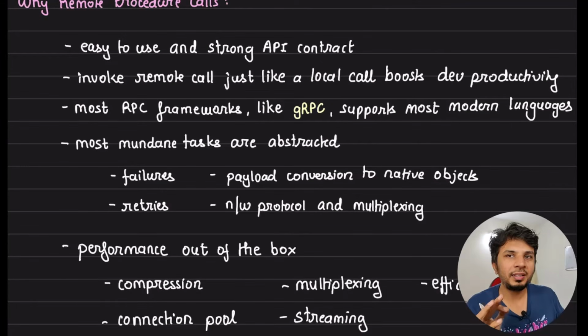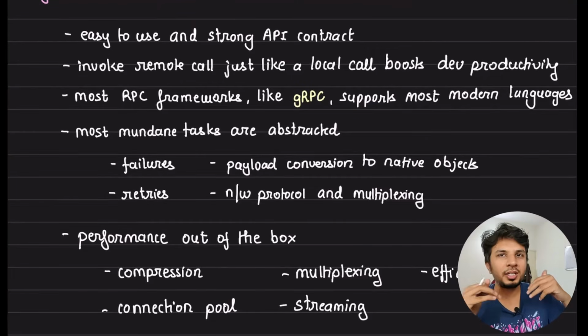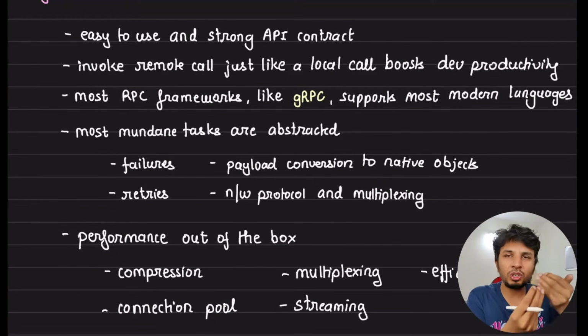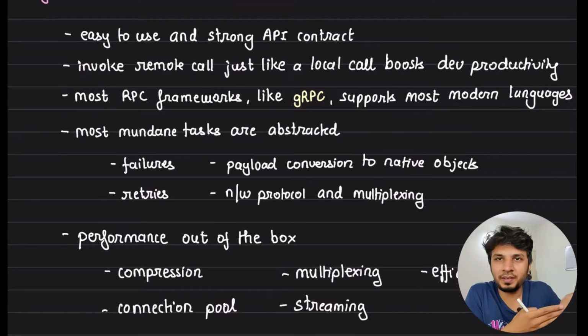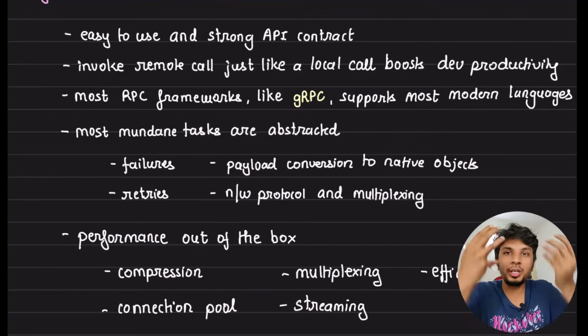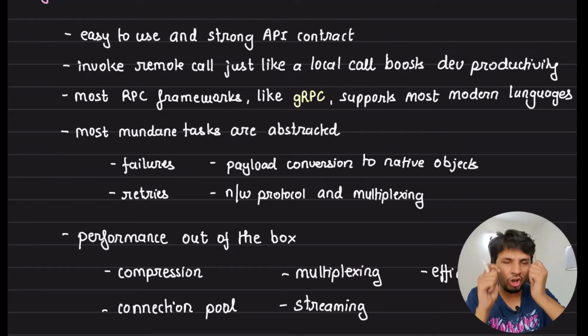You would have seen the core highlight of this is that it's very easy to use because it makes a remote function call just like a normal local procedure call. It gives you native classes to play with, which are generated by your own interface definition, so you don't have to write the code again in multiple languages. It gives you a strong API contract.